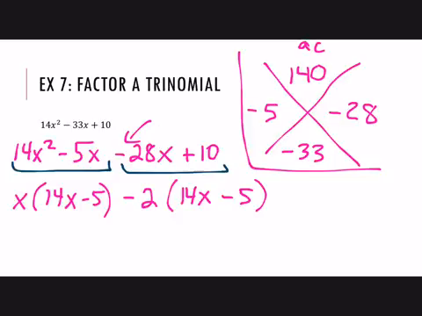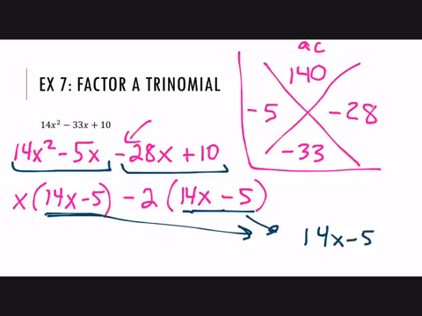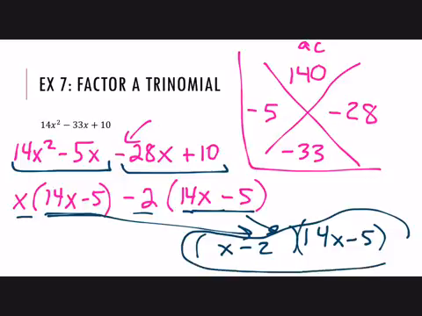All right, so the reason I took that out was so that I ended up with these two matching parentheses. If I didn't, I would end up with negative 14x plus 5, and then that does not match the first parentheses. All right, so now I want to factor that out. 14x minus 5, and see what's left. And what's left is this x minus 2. All right, so the factored version is x minus 2 times 14x minus 5.